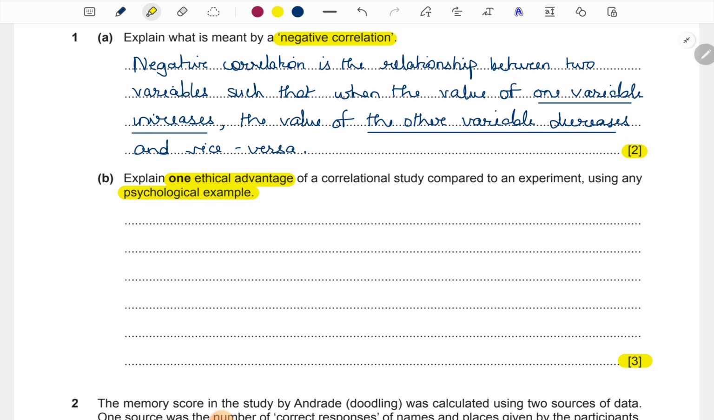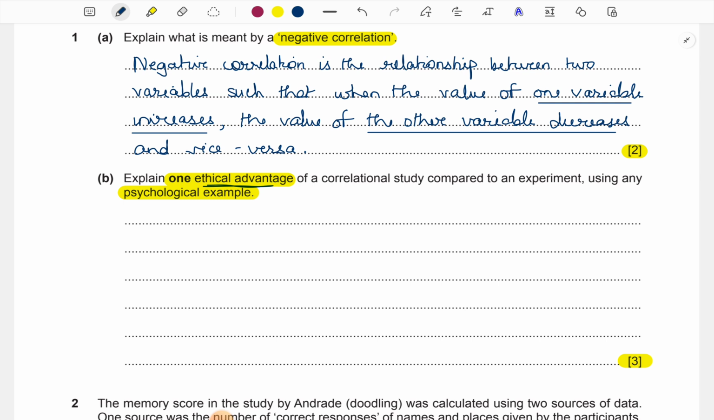Okay, here what they're asking us is, what would be good if we did a correlation study instead of an experiment? So an immediate advantage that comes to my mind, since they've mentioned ethical advantage, is that wherever there is harm to be caused to anybody by doing manipulation, because manipulation is the key feature of experiment. So to avoid that harm of manipulation, it could be better to do a correlational study.